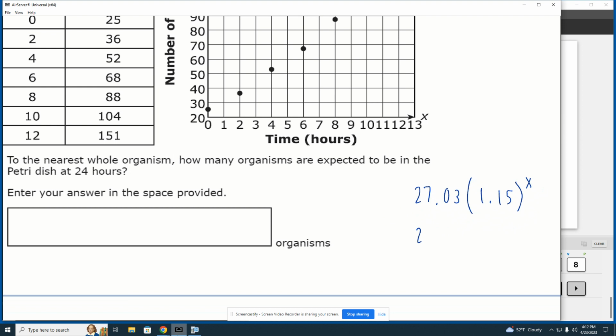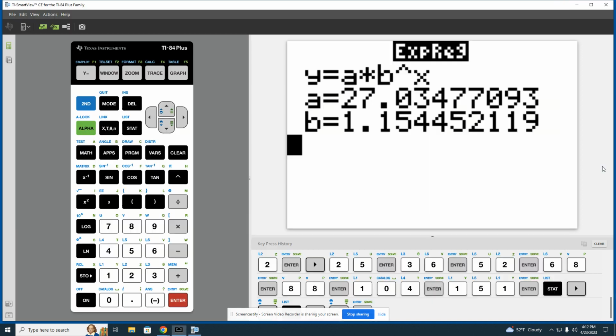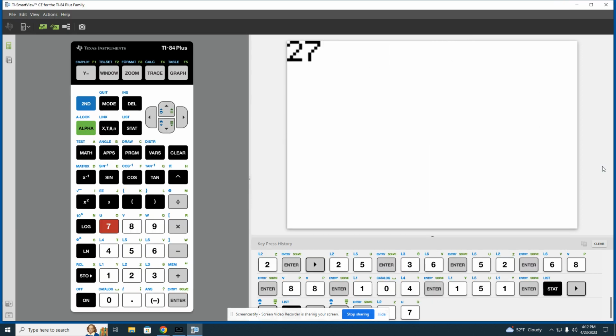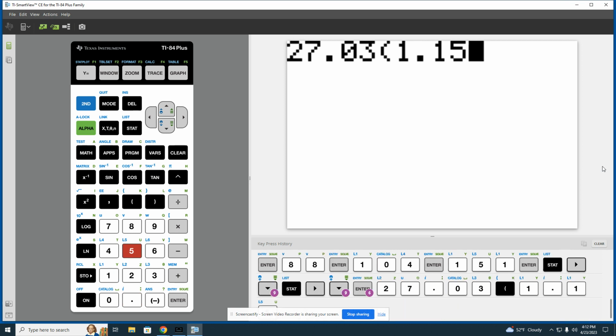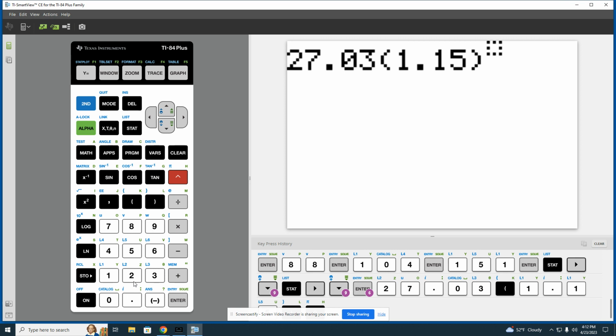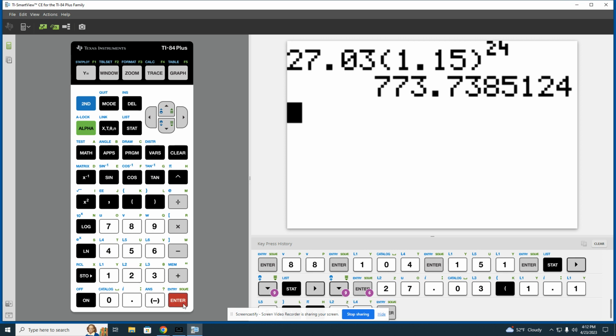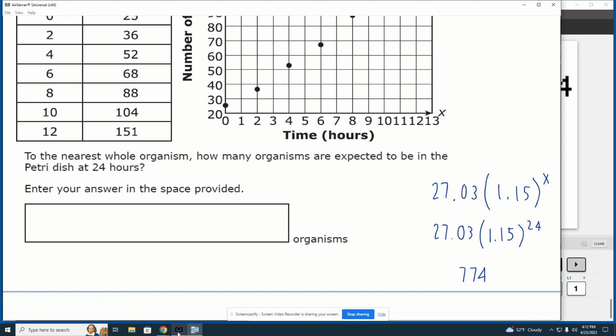So all we're going to do is type in 27.03 times 1.15 raised to the 24th power. So here we go. 27.03 times 1.15 raised to the 24th power. And it tells me 770, looks like it would round up to 4. 774 is my answer.